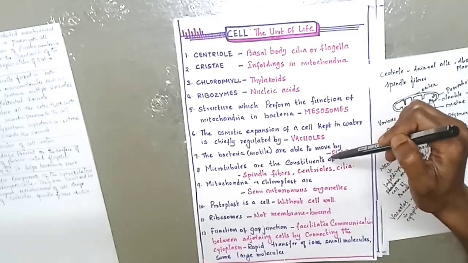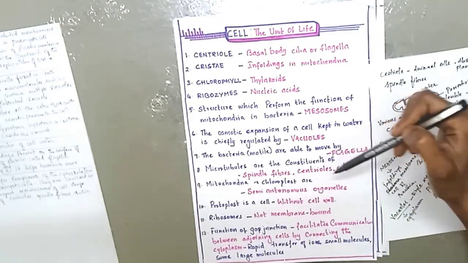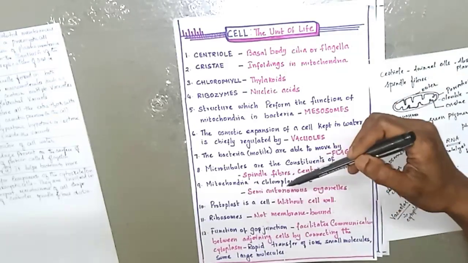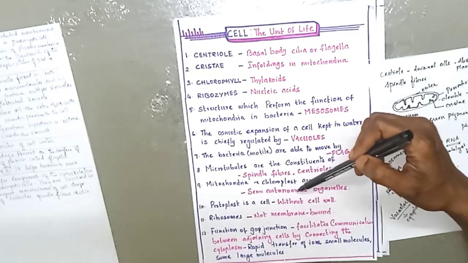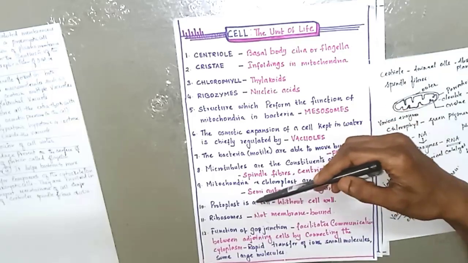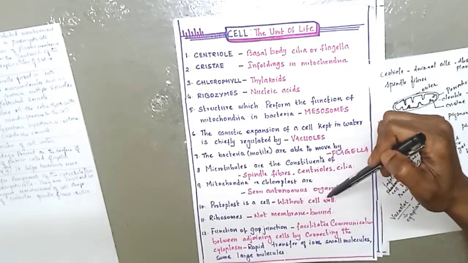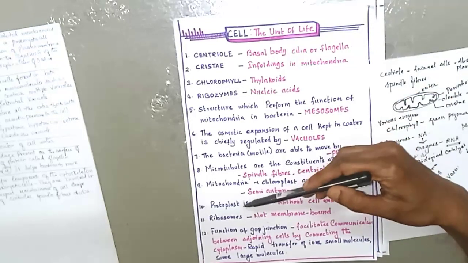Microtubules are the constituents of spindle fibers, centrioles and cilia. Mitochondria and chloroplast are semi-autonomous organelles. Autonomous means it can operate on its own. Protoplast is a cell without a cell wall. If you take off the cell wall from the cell, then you call it a protoplast.